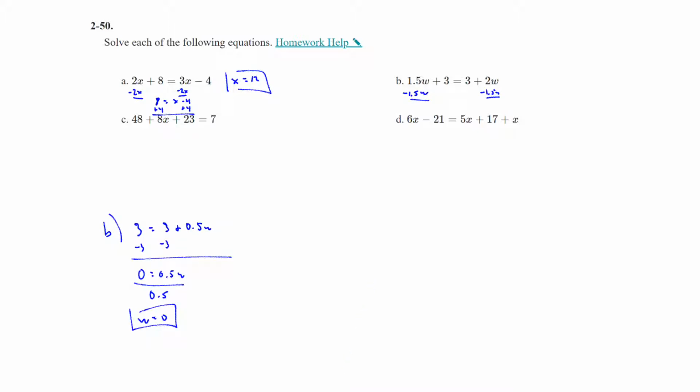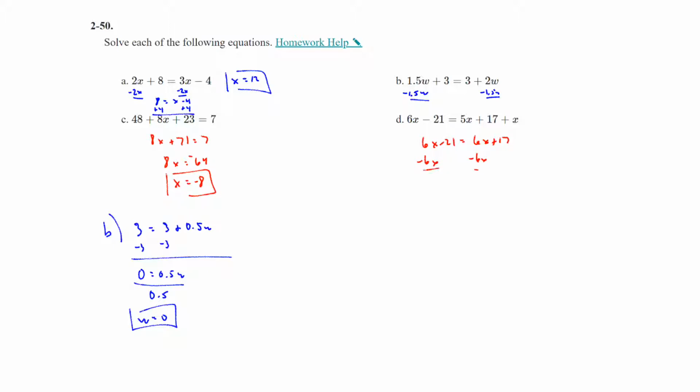On part C, we can combine our terms, 48 and 23, so 71. Subtract 71, and that'll give us negative 64, divide by 8, and we get negative 8. And then on D, we can combine our like terms on the right side to get 6x plus 17.